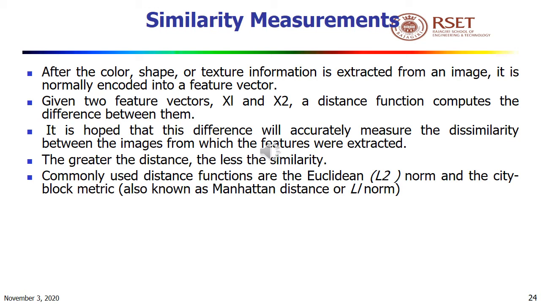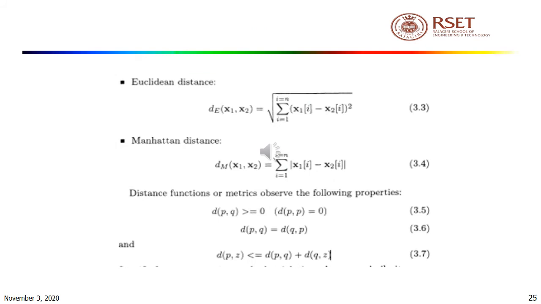The most commonly used distance functions are Euclidean distance and city block distance. Euclidean distance is called the L2 norm, and the city block distance is called the L1 norm, which is also known as Manhattan distance. Let's see the different distance measures. The first is Euclidean distance, which can be computed as the square root of the sum of (x1 of i minus x2 of i) the whole square. The next one is Manhattan distance, which can be represented as the sum of the absolute value of x1 of i minus x2 of i.